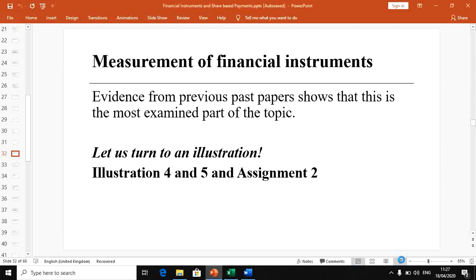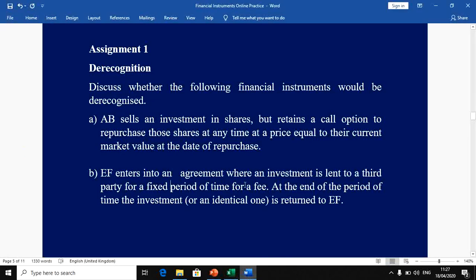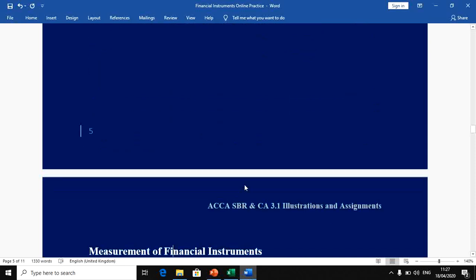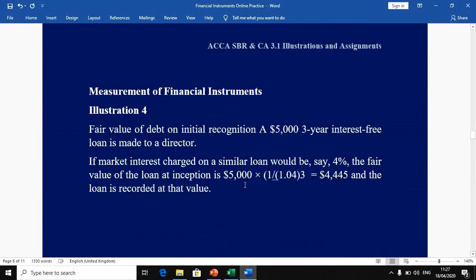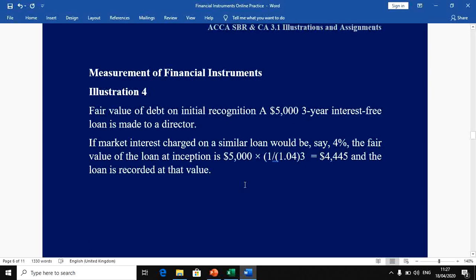So you do yourself a favor by appreciating how financial instruments are measured. We'll start with what we call amortized costs. And let's start with fair value measurement. All right, fair value measurement.